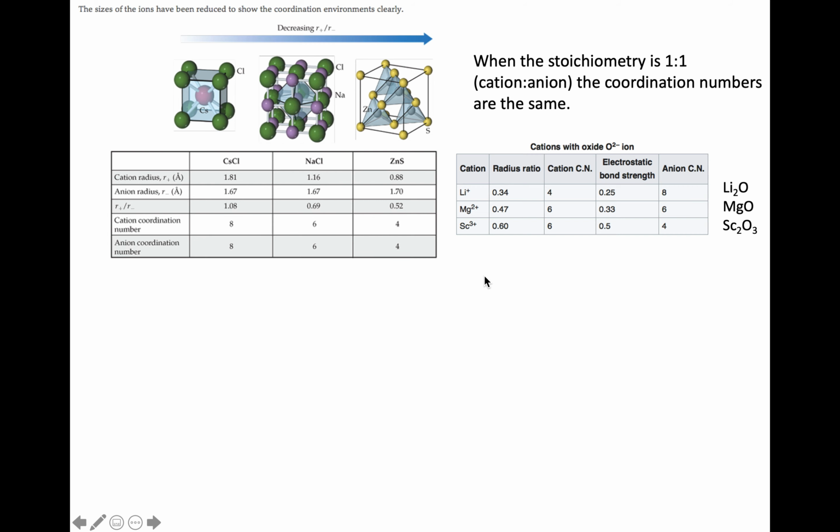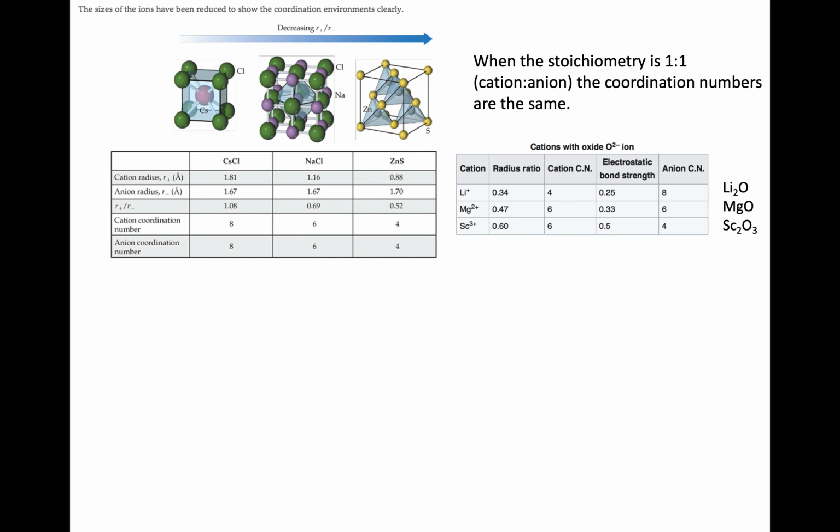So these are different cations paired with the oxide anion. Lithium, magnesium, scandium. So lithium oxide, magnesium oxide, scandium oxide. Notice what we have here. The coordination numbers now, they are the same when it was the 1 to 1, but they begin to differ when the empirical formula is not 1 to 1. What's going on there? How do we make sense of that?